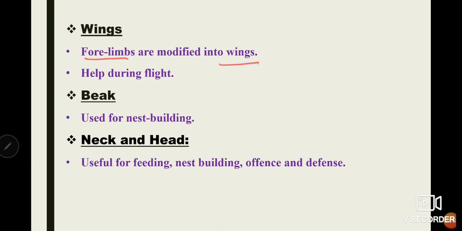We have discussed this before also, that they use their beak for procurement of food. It's not only for nest building, but we use our hands if we have to take food, while they use their beak directly so that they can take any kind of food. And this beak is also used for nest building. Then adaptation is also in their neck and head. Well, they have a mobile neck and head, and this mobile neck and head is very useful for feeding, for nest building, for offense and defense.